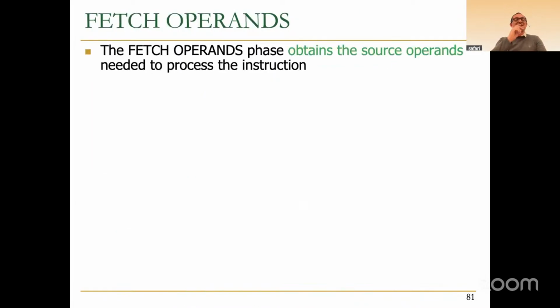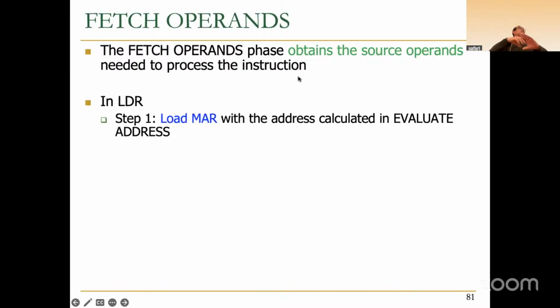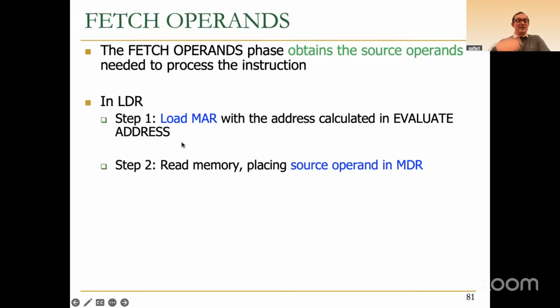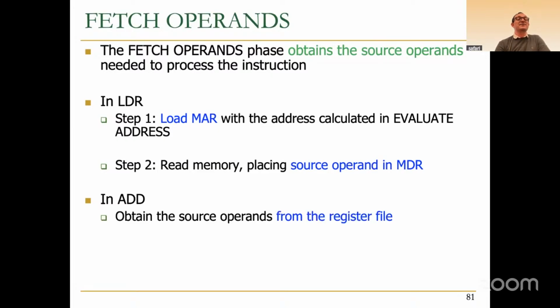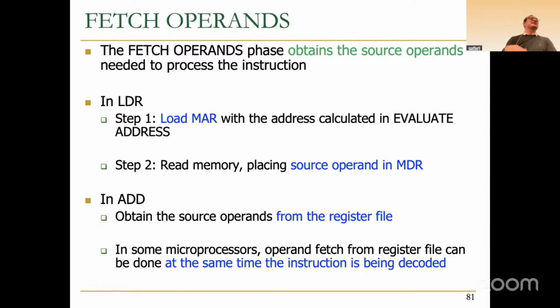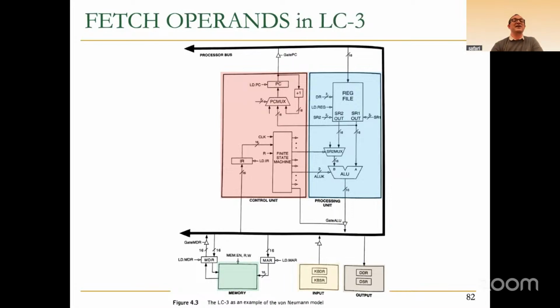Okay, let's talk about fetch operands. The fetch operands phase obtains the source operands needed to process the instruction. In LDR, now we've calculated the address. You load the MAR with the address calculated in the evaluate address stage. You read the memory, which places the source operand in the memory data register. In add, you obtain the source operands from the register file. In some microprocessors, operand fetch from the register file can be done at the same time you're decoding the instruction. That's also possible. The LC-3 microarchitecture discussed in Patt and Patel doesn't do that, but we're going to see that later on, when we build pipelined processors or one of our MIPS processors. Okay, let's take a look at fetch operands quickly.